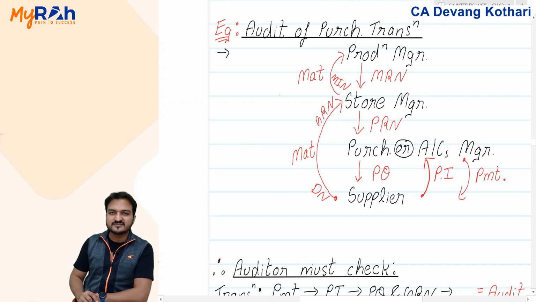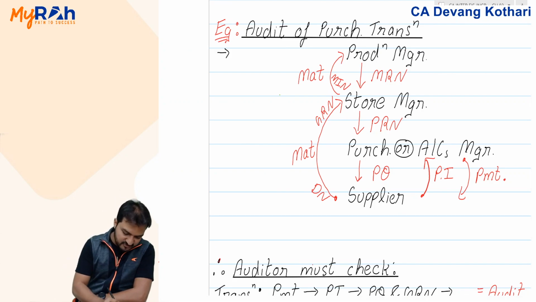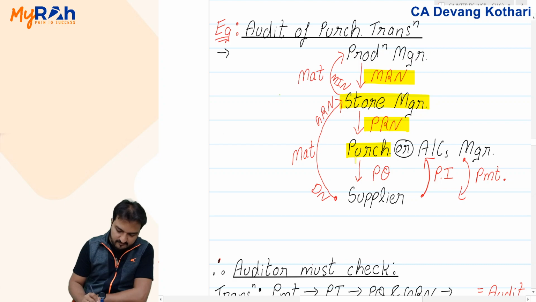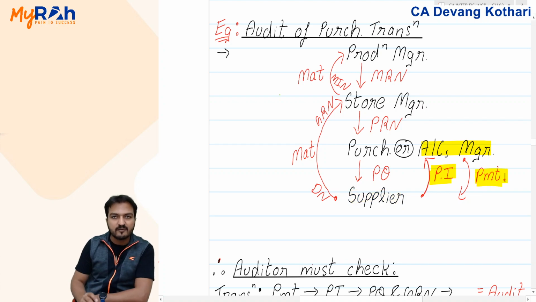This example describes a purchase transaction. The purchase transaction initiates from the production manager. He will send a material requisition note to the store manager. The store manager will send a PRN, purchase requisition note, to the purchase or accounts manager, and they will send a purchase order to the supplier. Against that, the supplier will supply materials to the store manager and send a purchase invoice to the accounts manager. Against that invoice, the accounts manager will then pay the supplier.